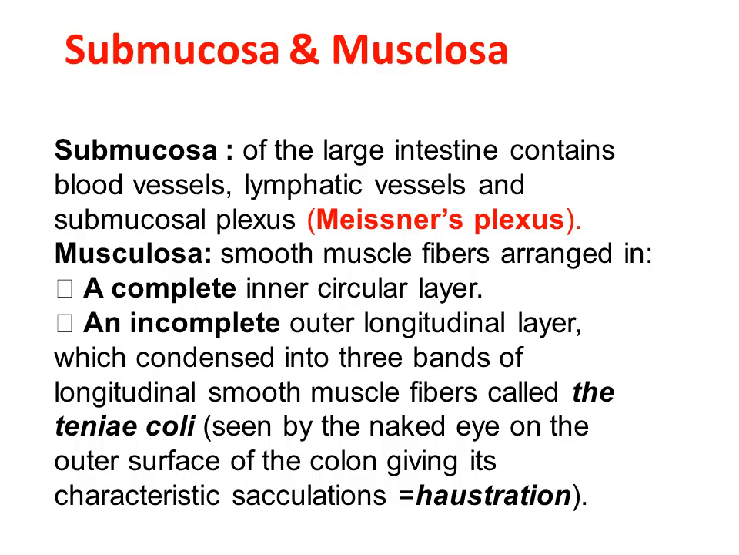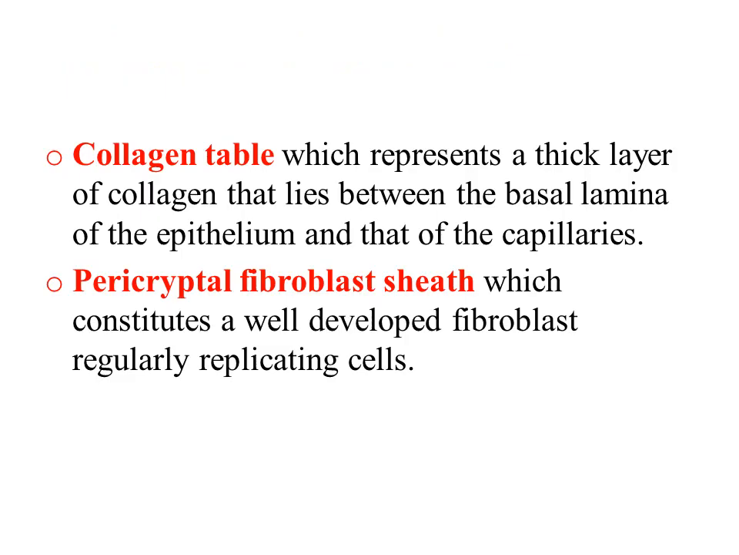From outside, this is the incomplete outer longitudinal layer of muscle condensed in three bands. It's called taenia coli, on the outer surface, and it also gives the surface of the colon its characteristic sacculations or haustrations. These are the main features of the large intestine. You can see the taenia coli and haustrations. The collagen table is a thick layer of collagen that lies between the basal lamina of the epithelium and that of the capillaries, and the pericryptal fibroblasts are well-developed fibroblasts regulating the replicating cells.